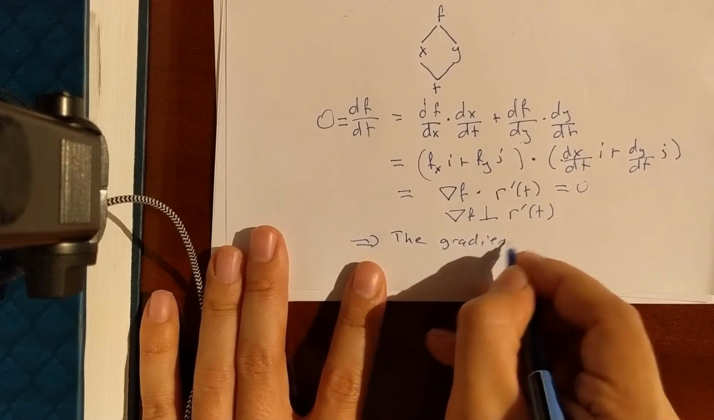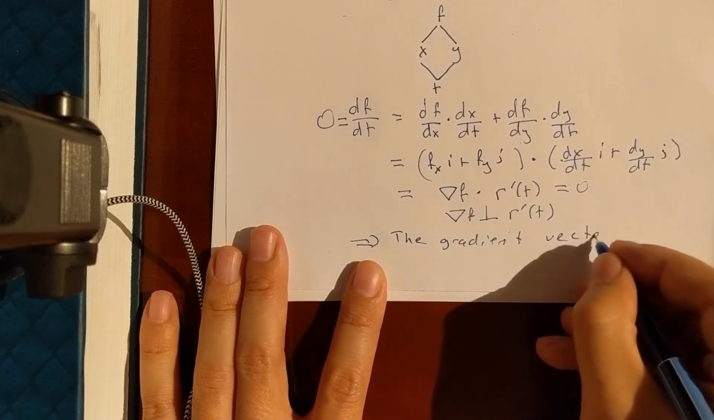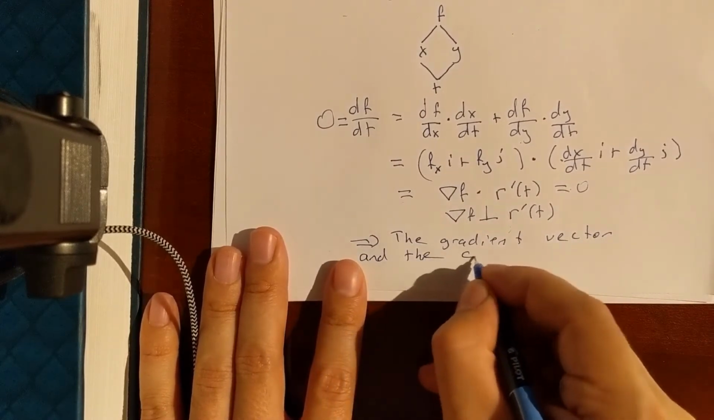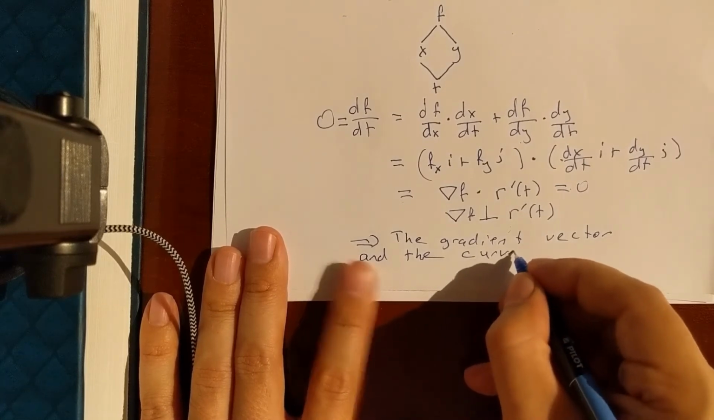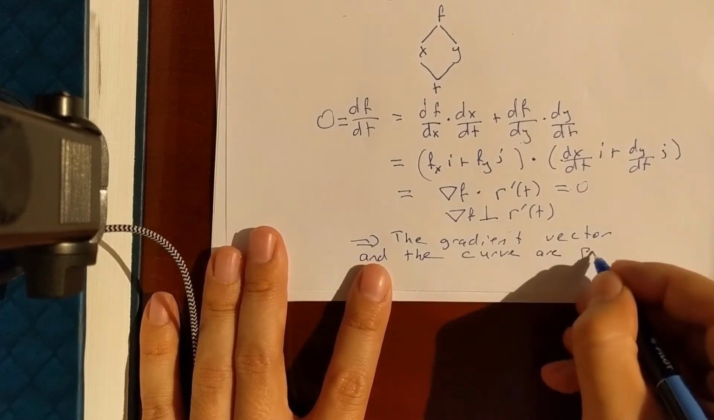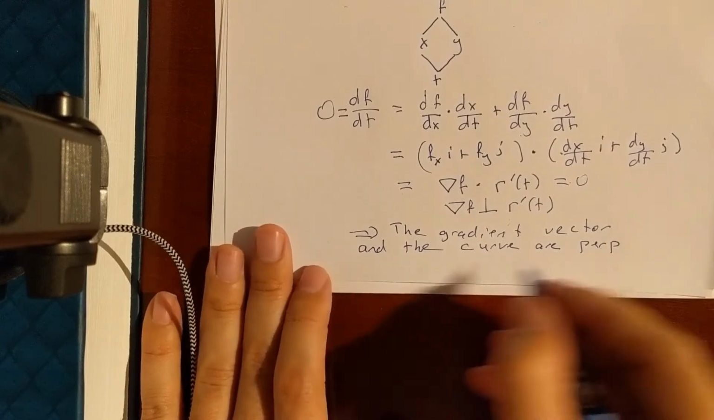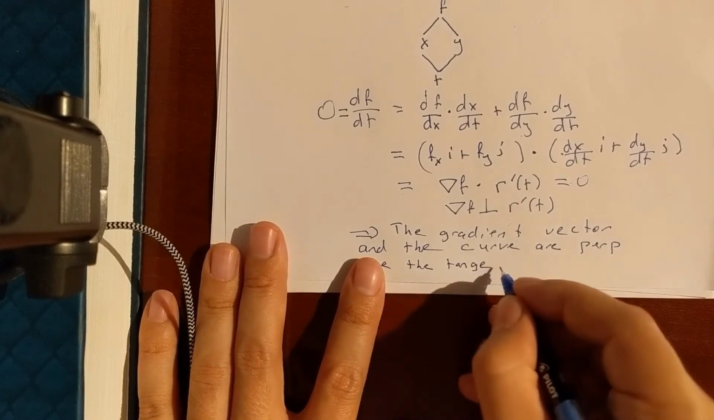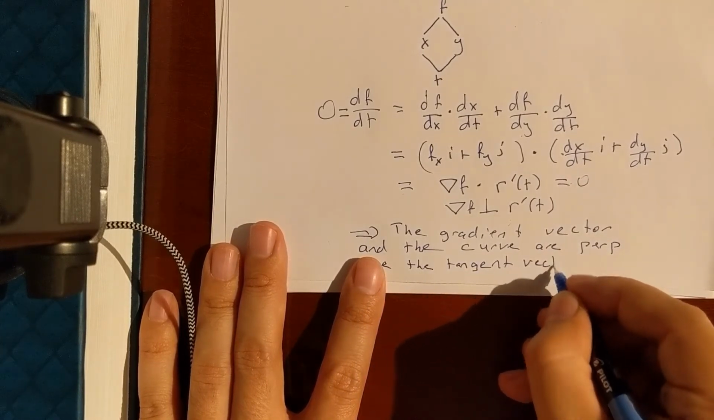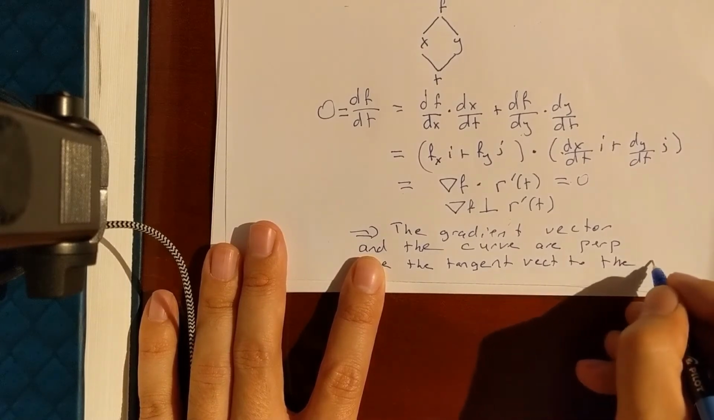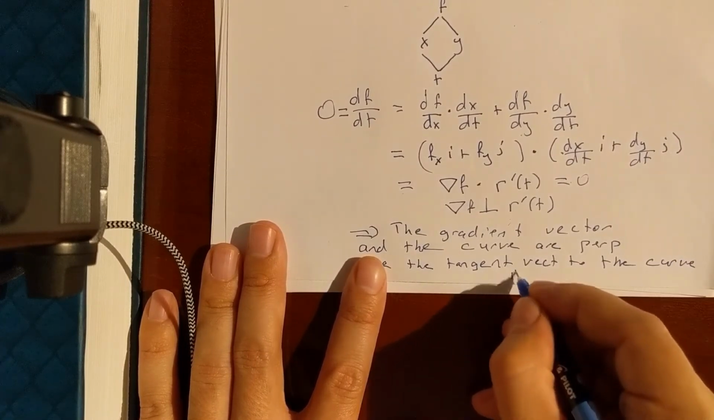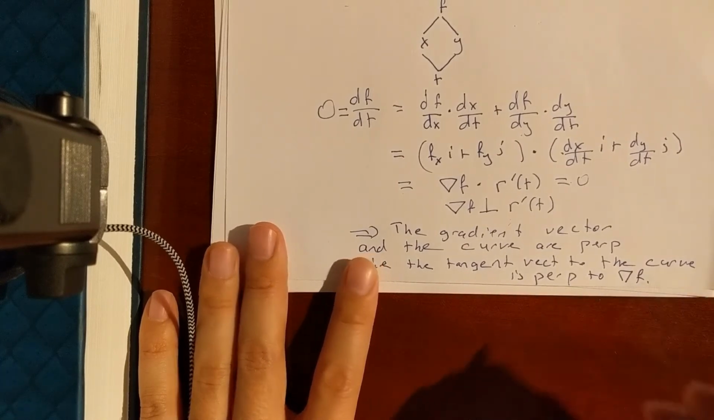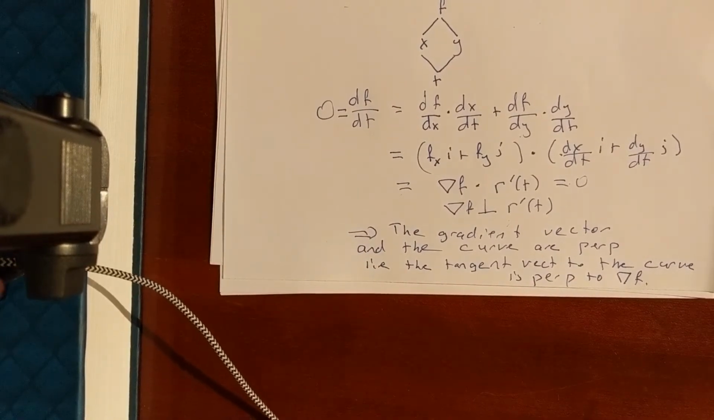So the gradient vector and the curve have to be perpendicular, are perpendicular. In other words, the tangent vector, okay, the tangent vector to the curve is perpendicular, is perp to gradient f. Okay, so that's pretty sweet.